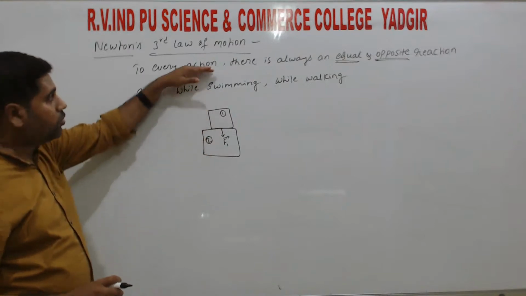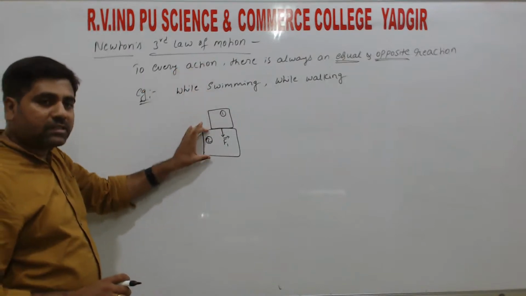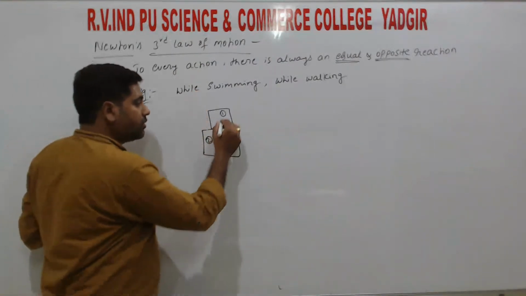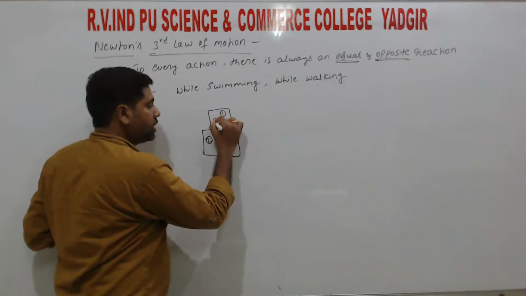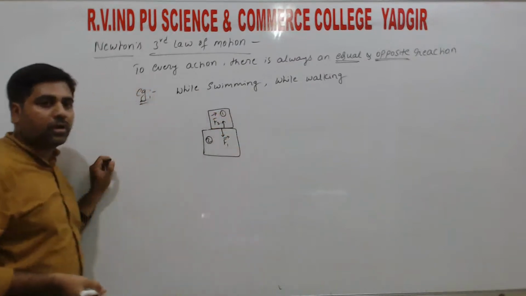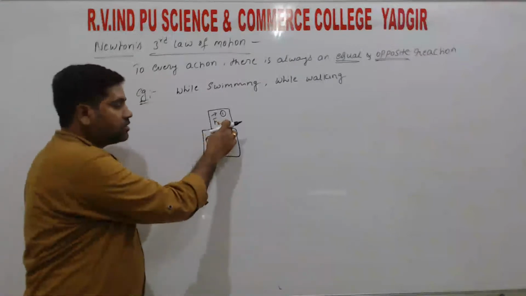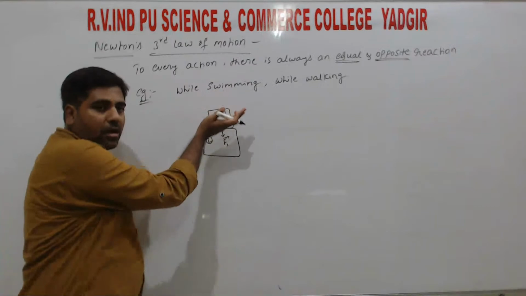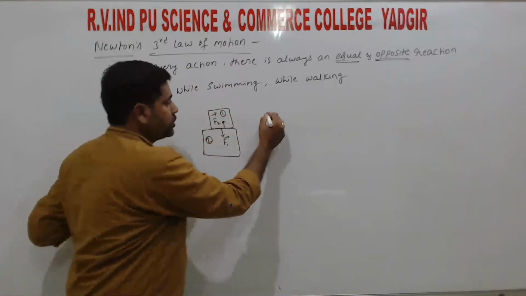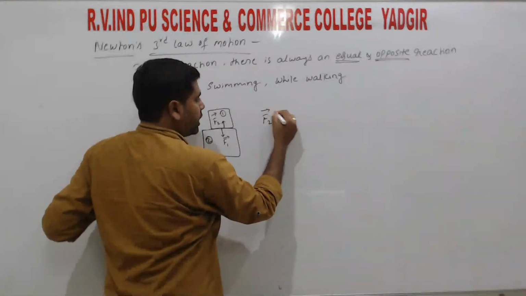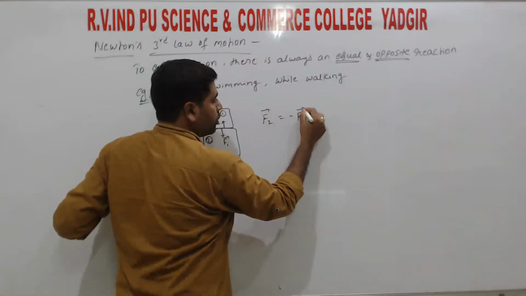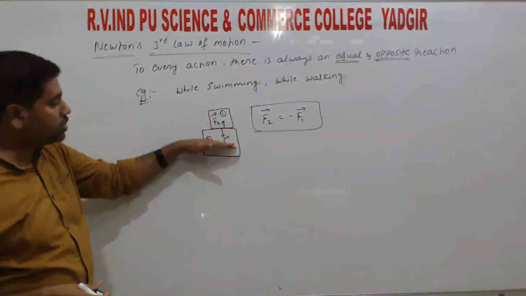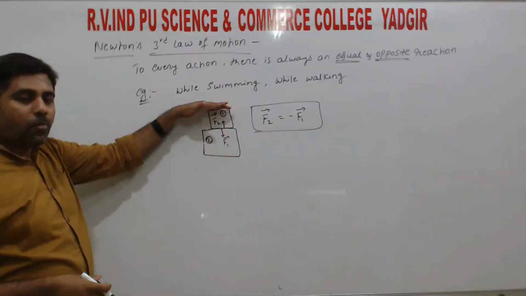In the same way, from Newton's third law of motion, the same force is acting by the second object onto the first object, in this direction, that is F2. As forces are vectors, one is in the downward direction and another is in the upward direction. So by the sign convention, we can write the F2 vector equals the F1 vector, with downward direction negative and upward direction positive.